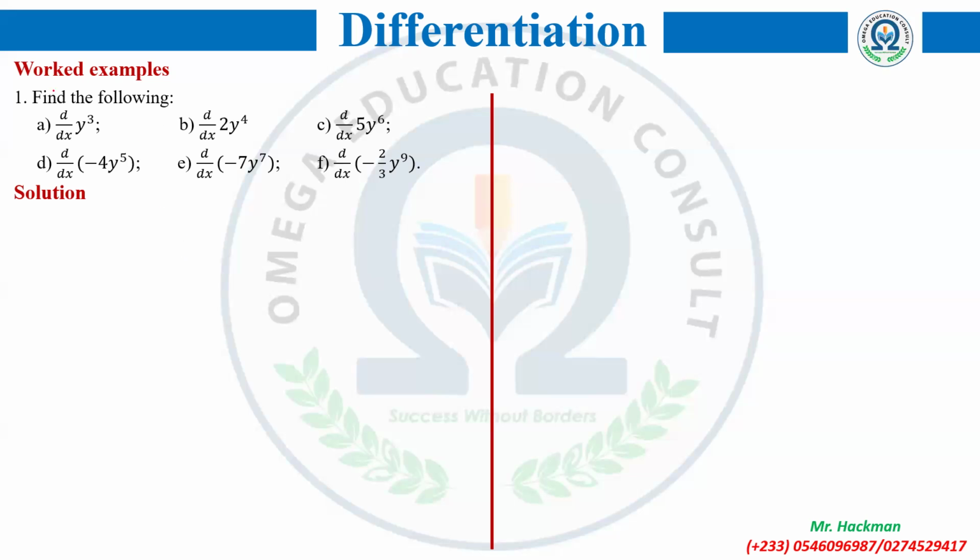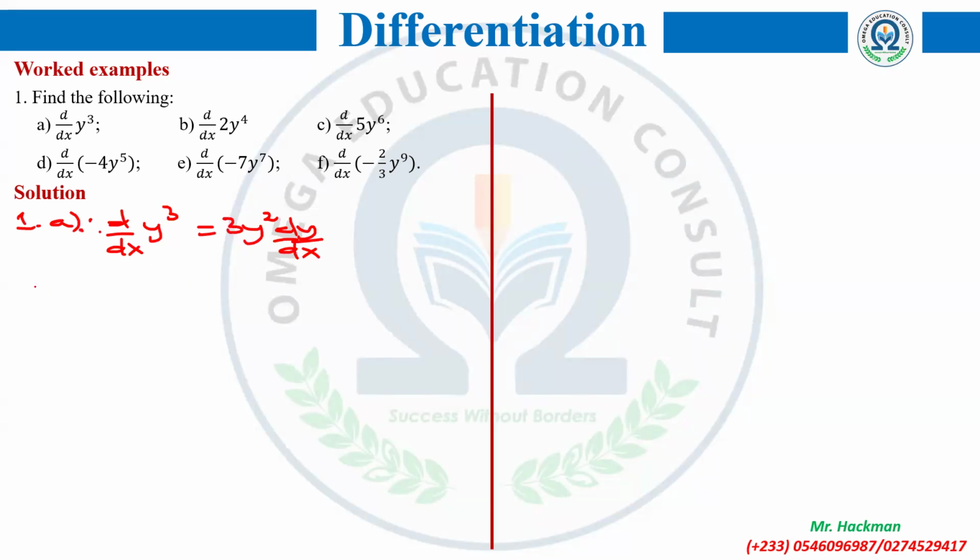So now let's go. I think we have done the A. So find the following. Question 1. Okay, A, what are we supposed to do? We are asked to find d/dx of y cubed, and that's what we just did. So this will be equal to 3y squared dy/dx. Therefore, this is equal to that.